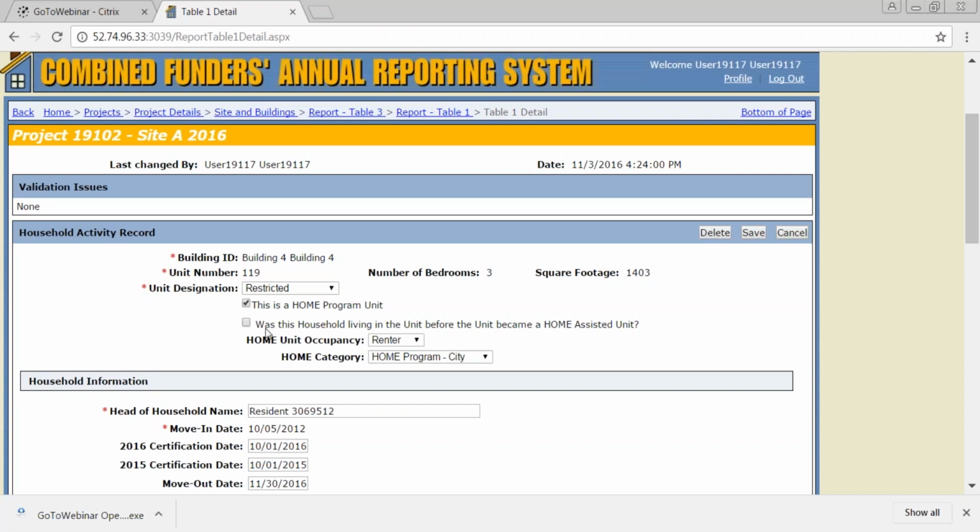The next section is home unit occupancy, and there are three options: owner, renter, and vacant. And owner is going to be exceedingly rare. These are, again, cases where you have perhaps an owner-occupied mobile home that is also affordable and home-funded. But most of the time, you're going to select renter. Vacant is the option in the event the unit is vacant at 12/31, so it's vacant at year-end. So you'll go in and check this vacant.